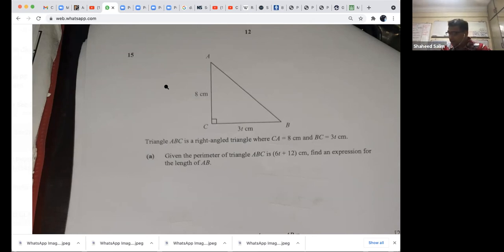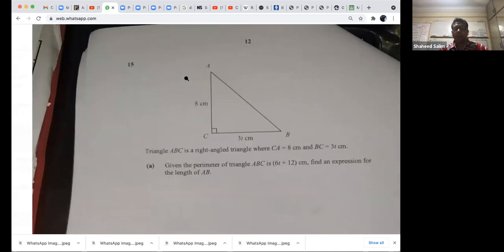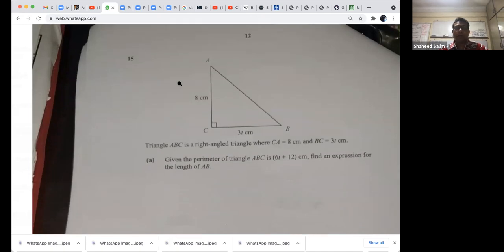You don't need to use Pythagoras. Ryan, they have given a perimeter already. Perimeter. Oh, I cannot move this one. Sorry, I cannot move this one. And how do I?